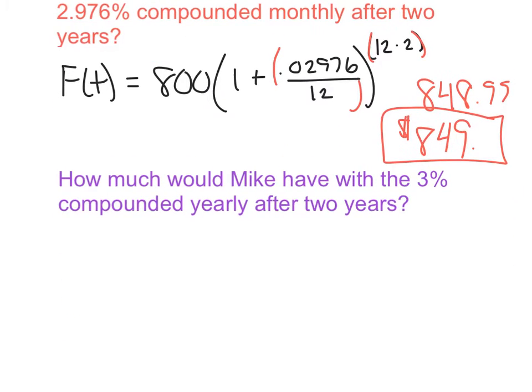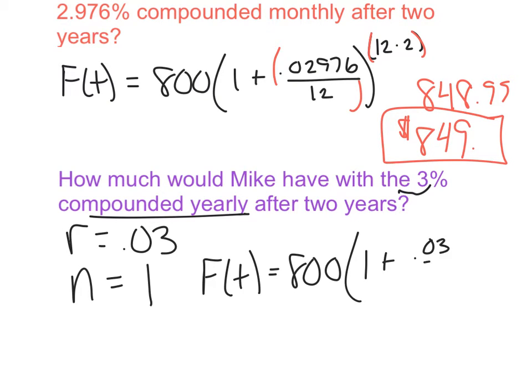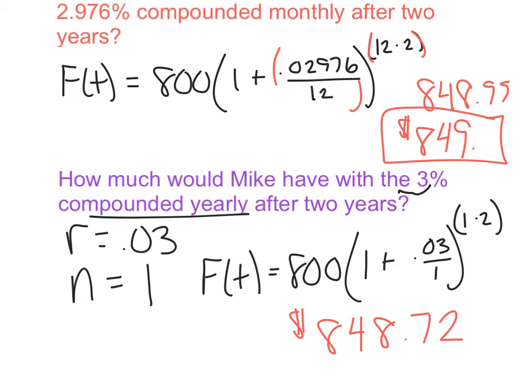Now, let's compare how much would Mikey have if he did 3% but only compounded yearly. So what's going to change? Well, obviously my rate is now going to be 0.2 places to the left, so 0.03. Compounded yearly, so my n is going to be 1. So I'm going to say my future amount is equal to the 800 times 1 plus 0.03 divided by 1 raised to the 1 times the 2 years. This time I end up with $848.72.